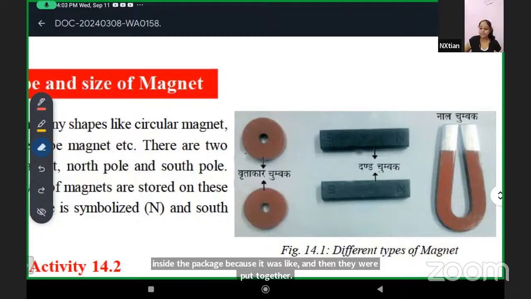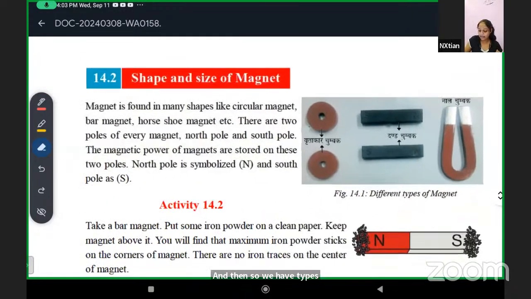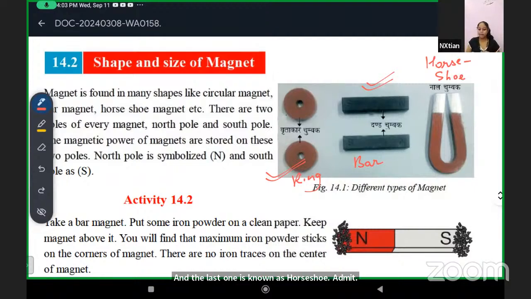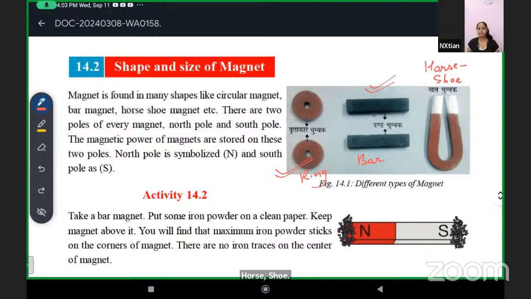So we have types of magnets. This is known as the circular magnet or ring magnet. These are the bar magnet, ring magnet, and the last one is known as the horseshoe magnet, because it's shaped like a horseshoe. Magnet is found in many shapes like circular, bar magnet, horseshoe magnet, etc.